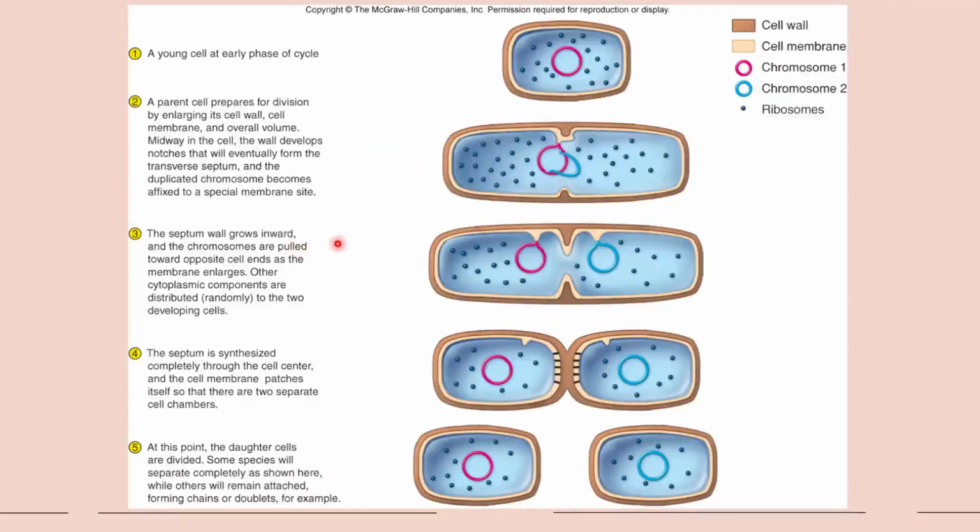The septum wall grows inward and the chromosomes are pulled towards opposite cell ends as the membrane enlarges. Other cytoplasmic components are distributed randomly to the two developing cells. The septum is synthesized completely through the cell center and the cell membrane patches itself so that there are two separate cell chambers. At this point, the daughter cells are divided. Some species will separate completely as shown here, while others will remain attached, forming chains or doublets, for example.